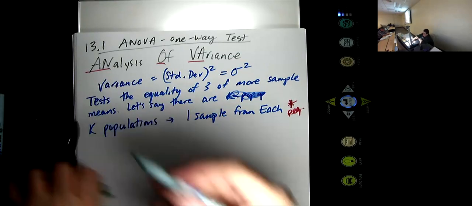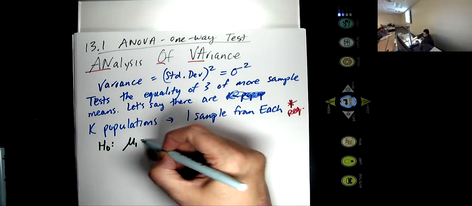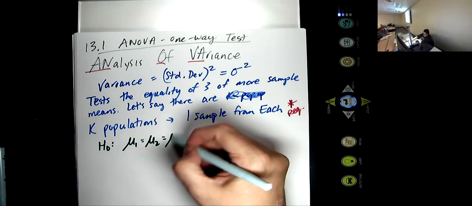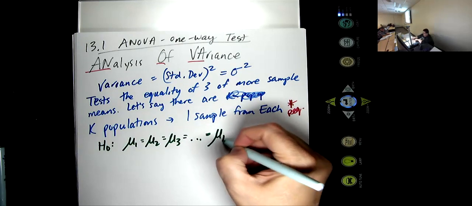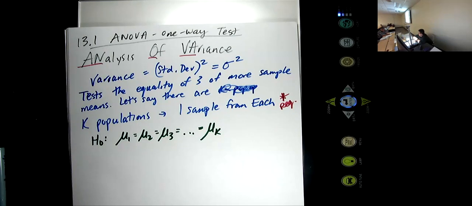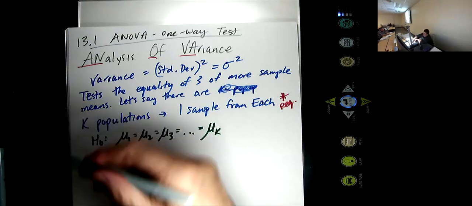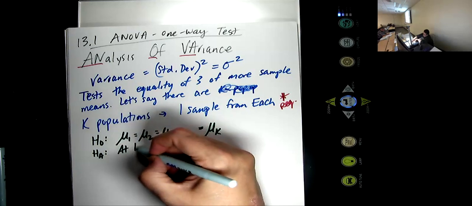If we do, H naught will be mu1 equals mu2 equals mu3 equals ... mu k. So it's testing to see that they're all equal or close enough to be that they could be equal. HA is at least one mean is different.